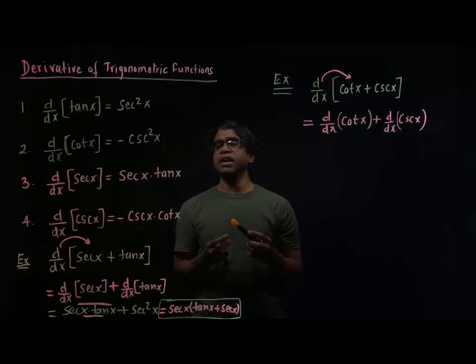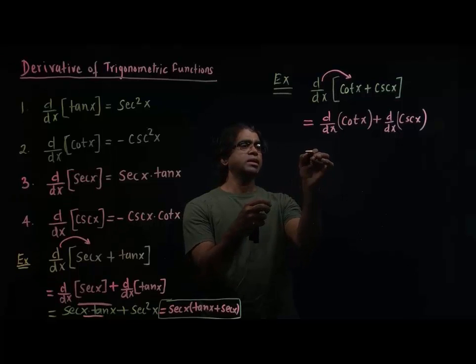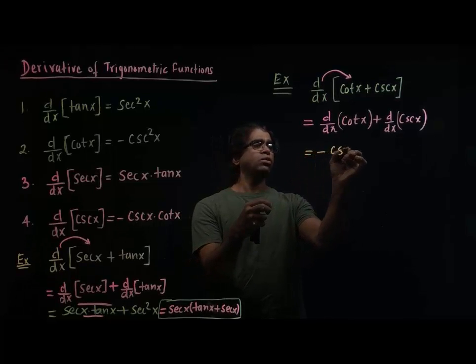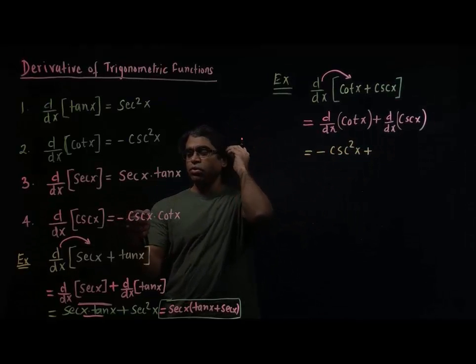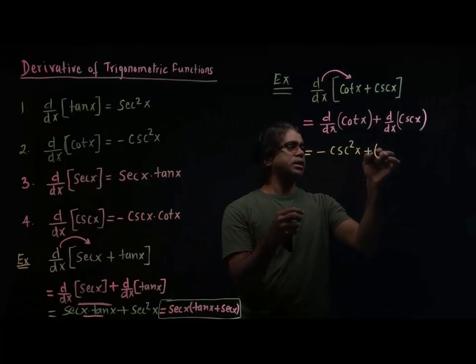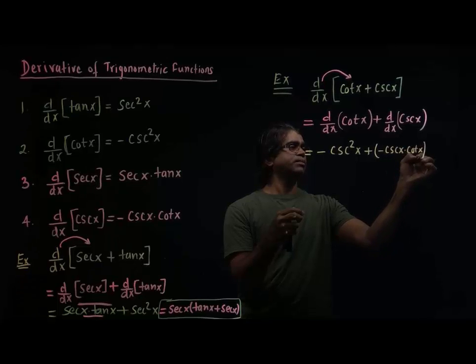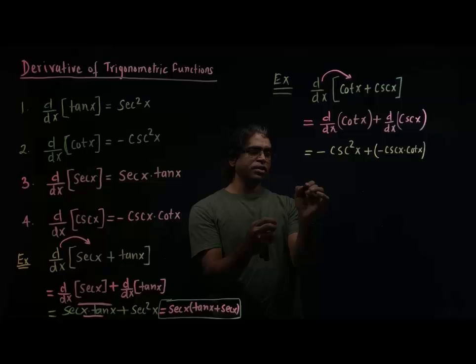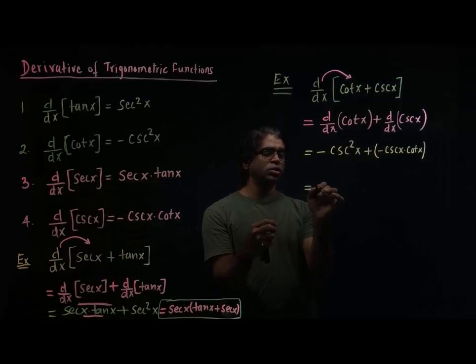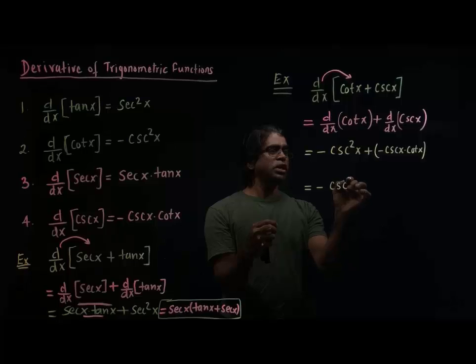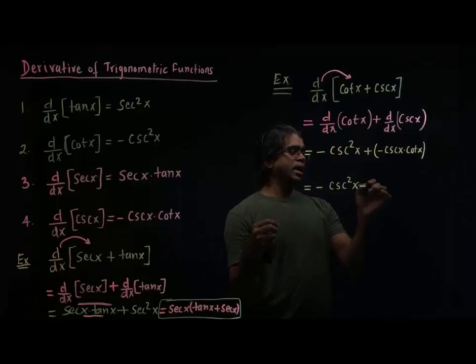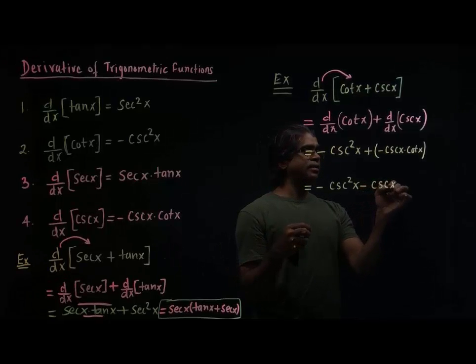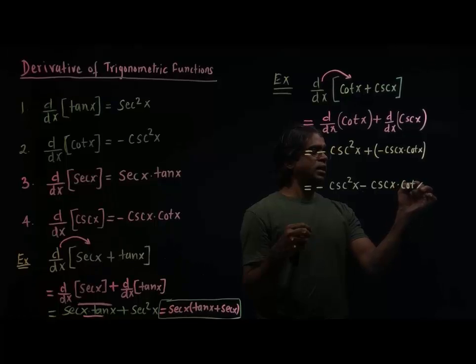So as you can see, d by dx of cotangent x is what? Negative cosecant square x plus dy dx of cosecant x is negative cosecant x times cotangent x. Now let's simplify further, and if I do that I will write this is equal to negative cosecant square x, and then I have positive times negative is negative, and I have cosecant x times cotangent x.